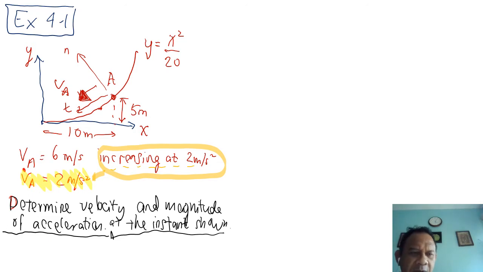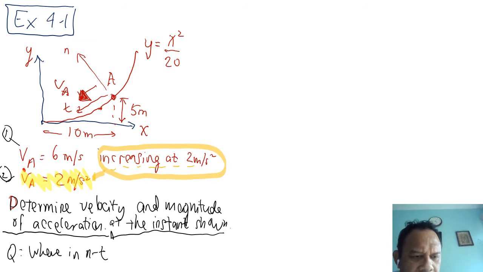So we have all the data. So let me quote you the data. This is the first data. This is the second data. What else do we have? What we don't know is the direction.